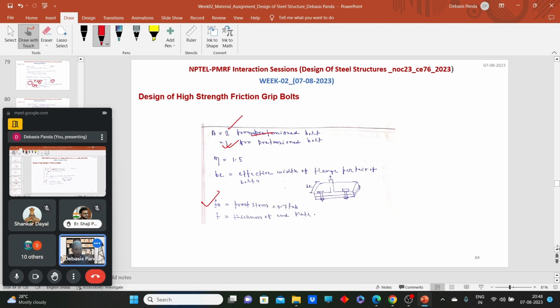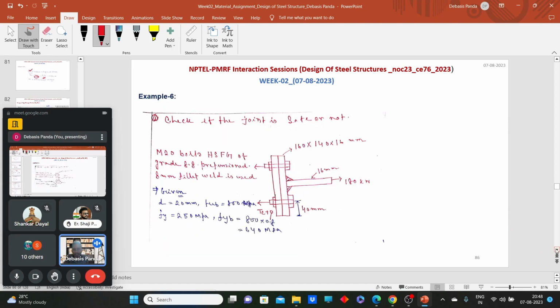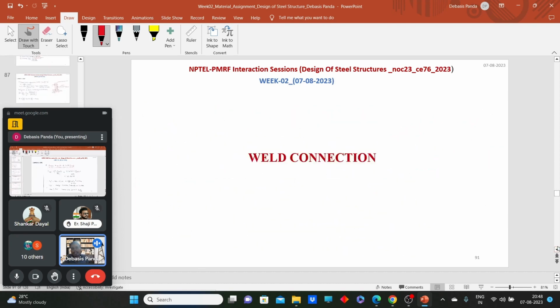Okay, so here I have added one example. I will come to that example a little later, because when we solve the assignments, there are similar problems as well. Before that, we have another topic, that is the welded connection. We have to go through it quickly, then only we can go to the problem solving session.